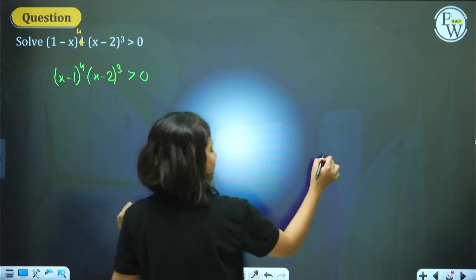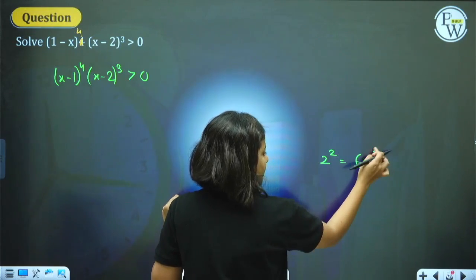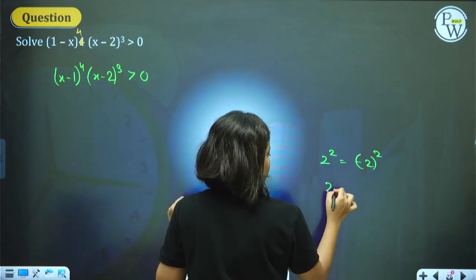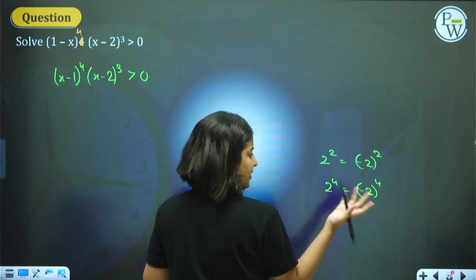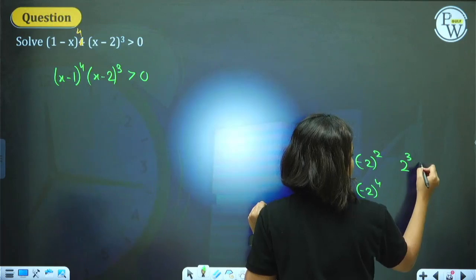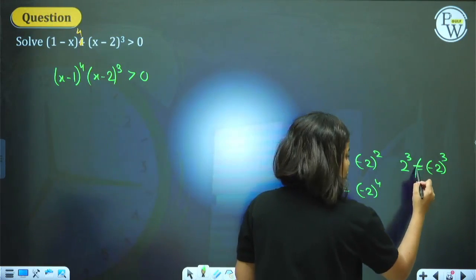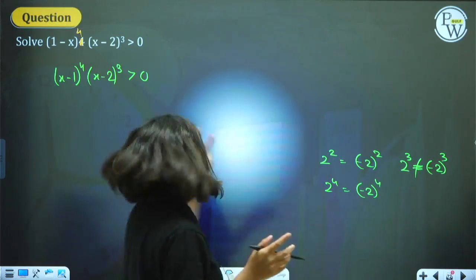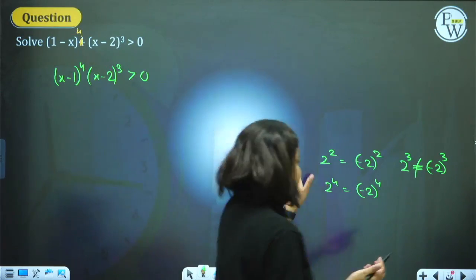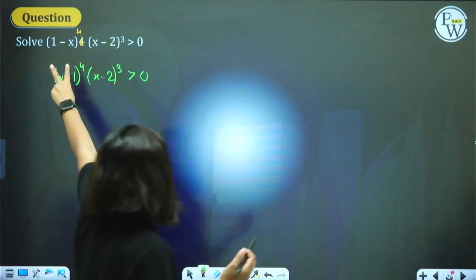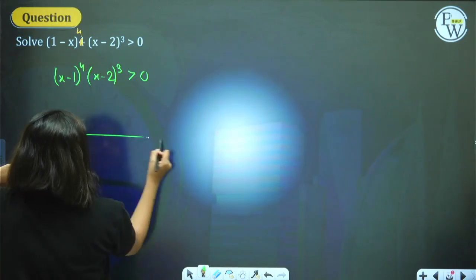Like you know, right? 2 square is same as minus 2 the whole square. If the power is even, it's fine. 2 raised to 4 is same as minus 2 raised to 4. But if power is odd, can I say 2 cube is same as minus 2 cube? No, they are not. So when power is odd, you cannot interchange the term with it. But when power is even, plus or minus doesn't matter. So I've just written 1 minus x as x minus 1. It's fine.